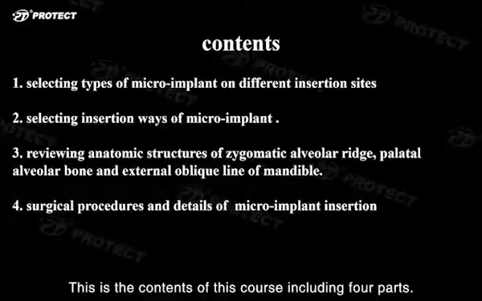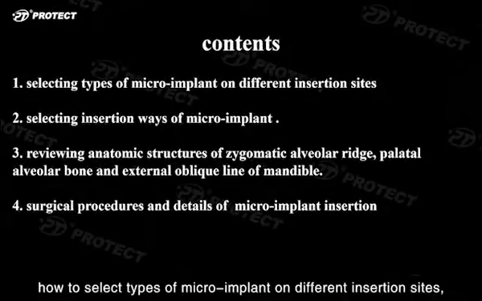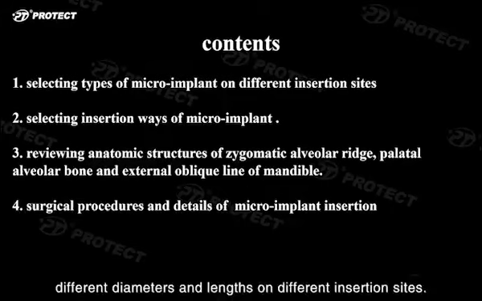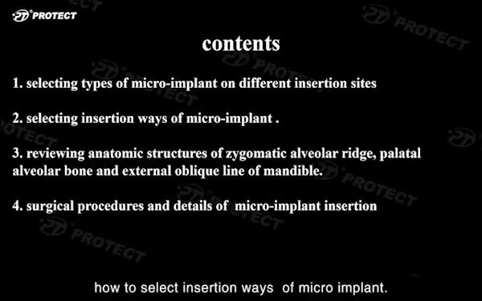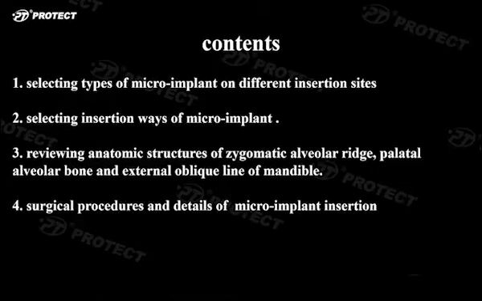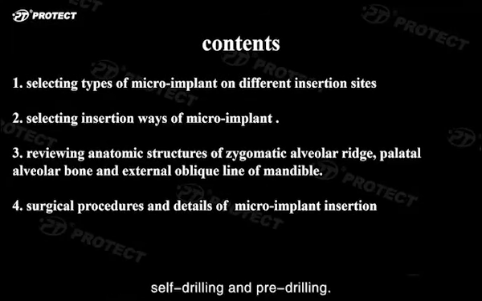This is the content of this course, including 4 parts. Part 1. How to select types of micro-implant: different diameters and lengths on different insertion sites. Part 2. How to select insertion ways of micro-implant. There are mainly 2 ways of insertion, self-drilling and pre-drilling.